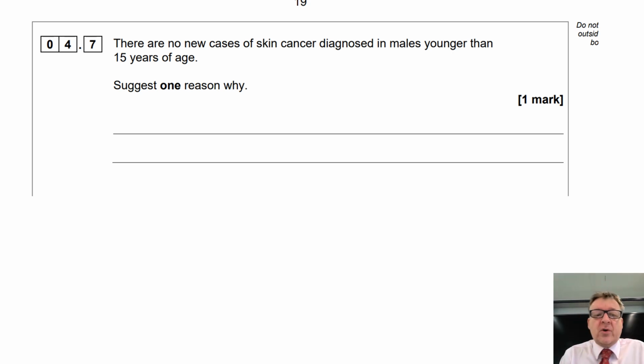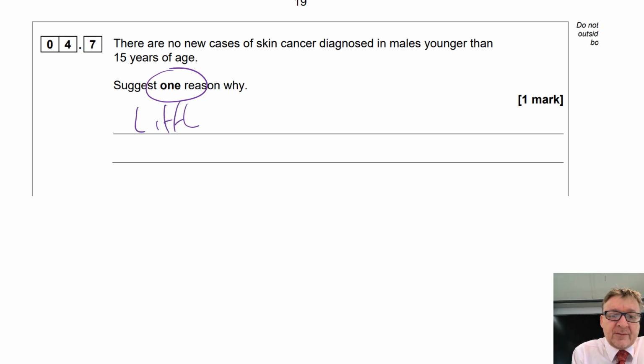There are no new cases of skin cancer diagnosed in males younger than 15. Fabulous. Suggest one reason why. Under 15, there has been little exposure to ionizing radiation.